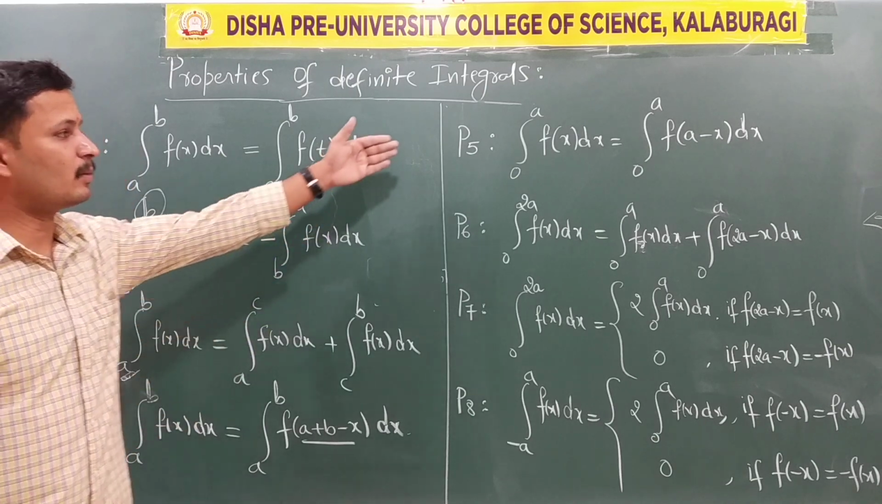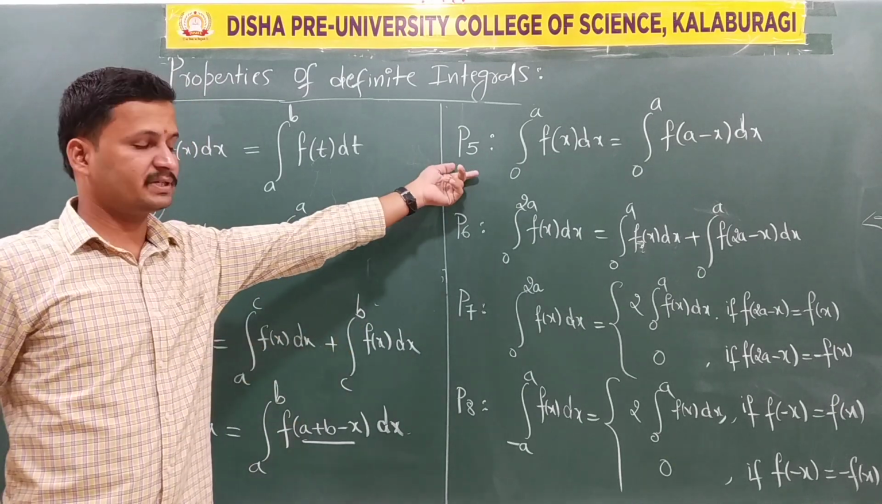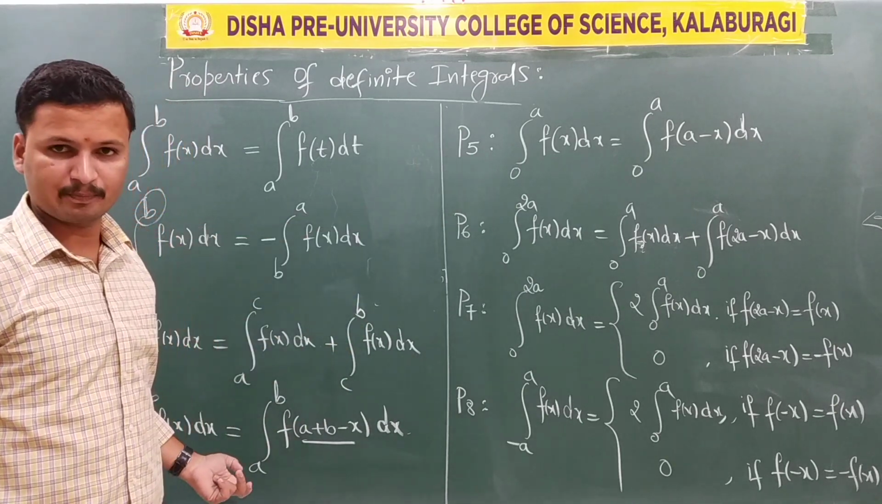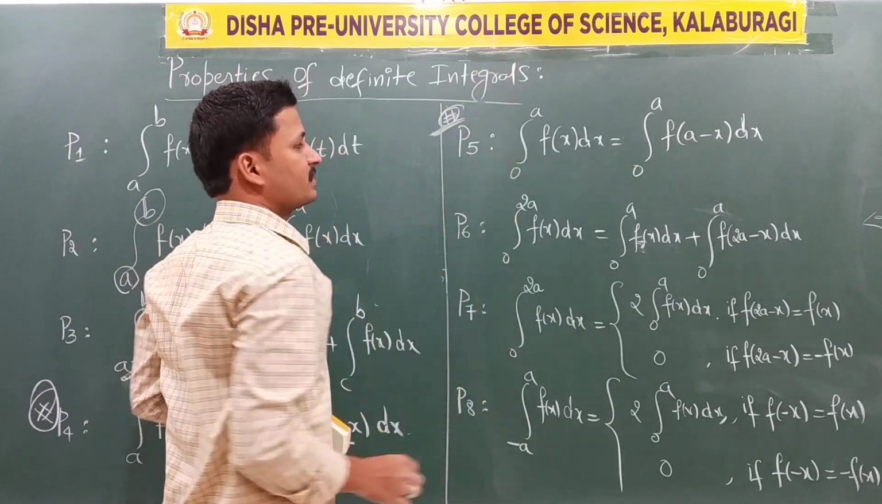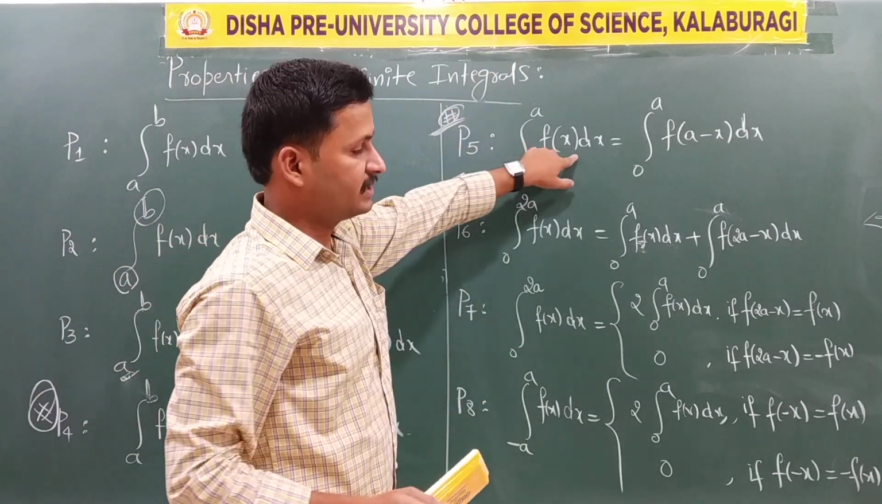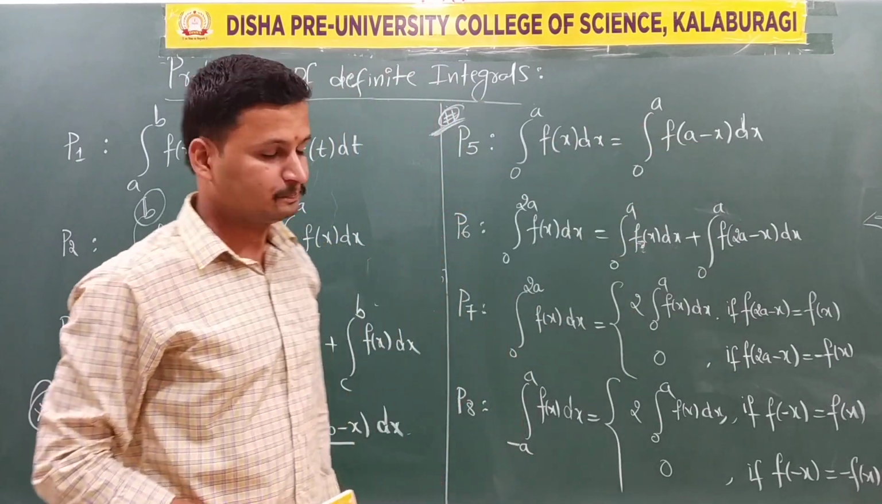So we will get the property number 5. Both are on the same. So this is the special case of this property number 4. Okay, this is also very important when solving these 3D problems. 0 to a f of x into dx, 0 to a f of a minus x into dx.